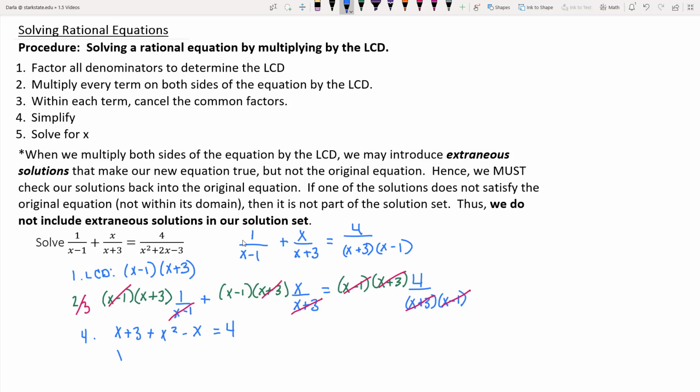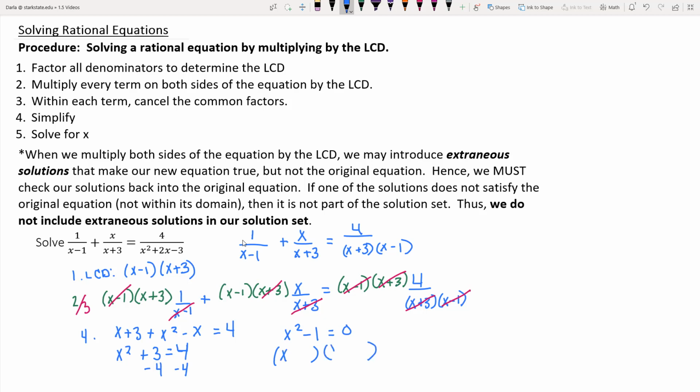So then we do have a quadratic. We have x squared, x minus x cancels out, plus 3 equals 4. Oops, equals 4. Subtract off 4 from both sides, and we get x squared minus 1 is 0. That's a difference of squares, which is factorable. That's one way to do it.